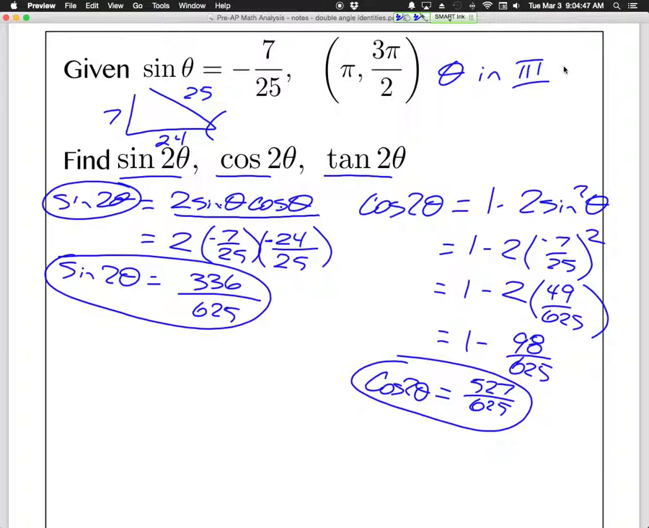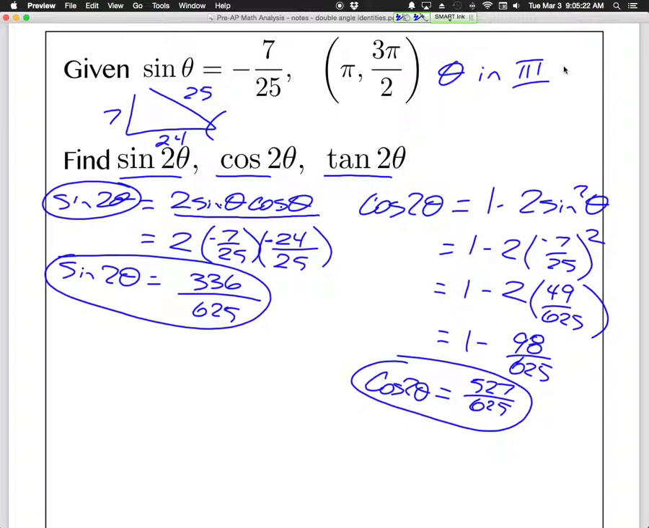You can try, but it will not simplify. And how do I know it will not simplify? What tells me that's not going to simplify, besides just looking at the number? This over here tells me it's not going to simplify. How does this tell me? They have to have the same denominator. So that tells me this one has to be 625 and it's not going to simplify.